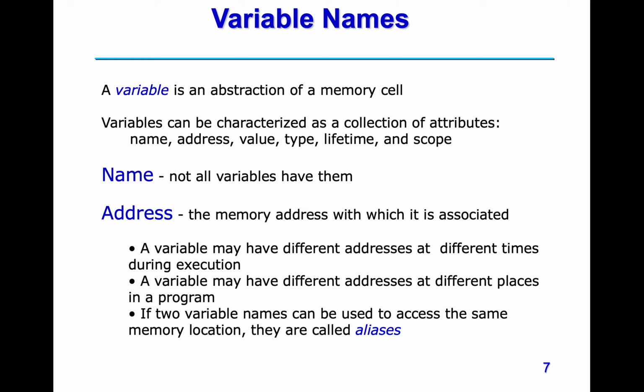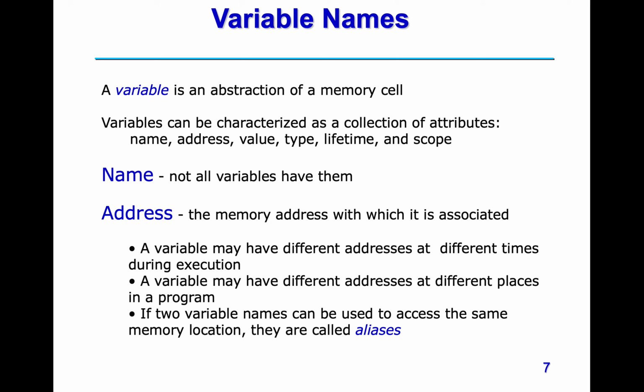So variables can be characterized by a collection of attributes: name, address, value, type, lifetime, scope. Not all variables have names. Some of them are nameless. If you look at the Objective-C language, you have id, that is just a nameless variable. In C++ or in Java, you can go new something, like new object, and you basically have a nameless object that's out there. The address, you get them with pointers.